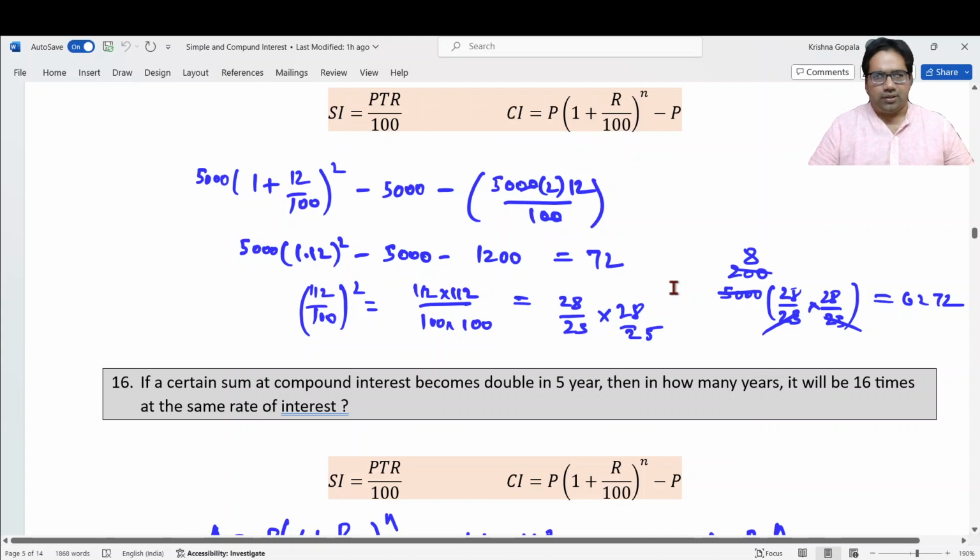This equals 72, right? This is equal to 6272. 6272 minus 5,000 minus 1200. 6272 minus 6200 is equal to 72. Right?